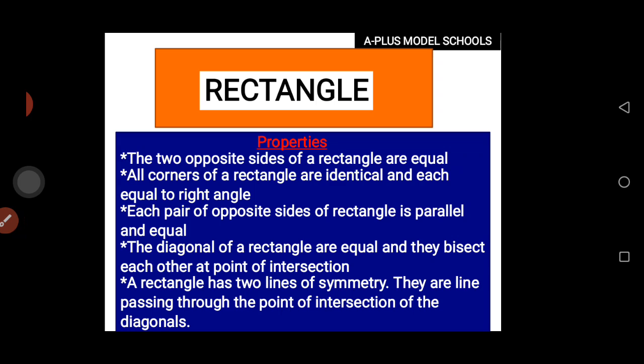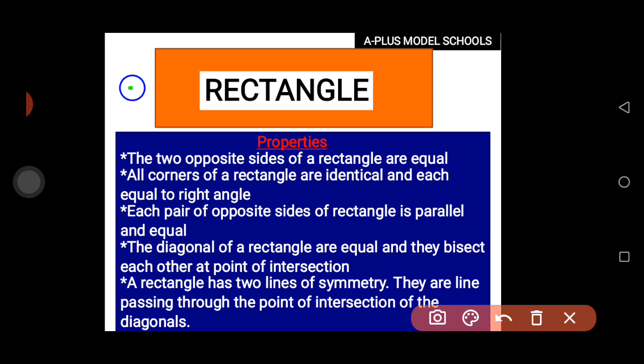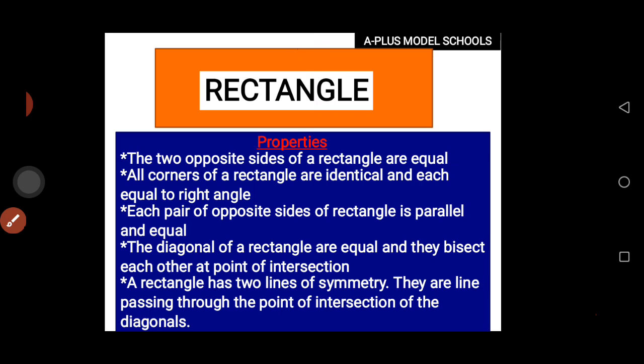Now, the next one: a rectangle has two lines of symmetry, which means you can only divide a rectangle into two. If I fold it like this, it will give me equal parts. Same thing if I do it like this, I will also have two equal sides. So that is for a rectangle. It has two lines of symmetry and they are lines passing through the point of intersection of the diagonals.